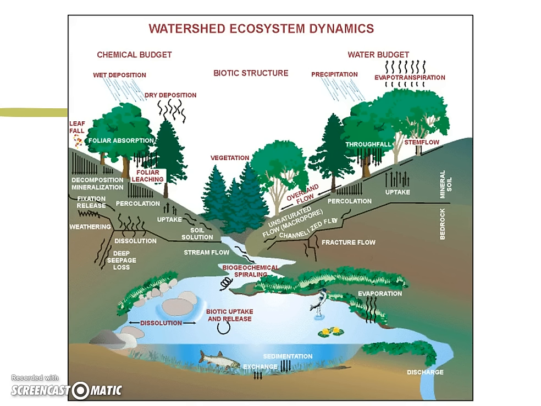So you can see watershed ecosystem dynamics, just talking about the flow within a watershed. Lots of variables come into play, whether it's bacteria, whether it's just the structure of the soil, whether it's how many plants, trees, bushes, grass.